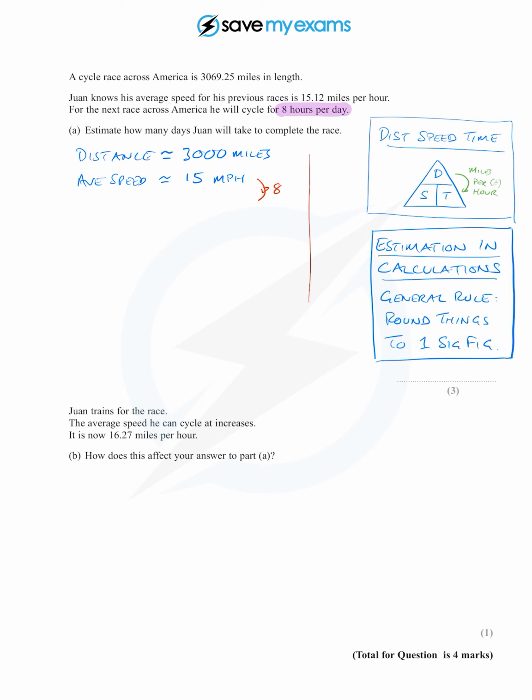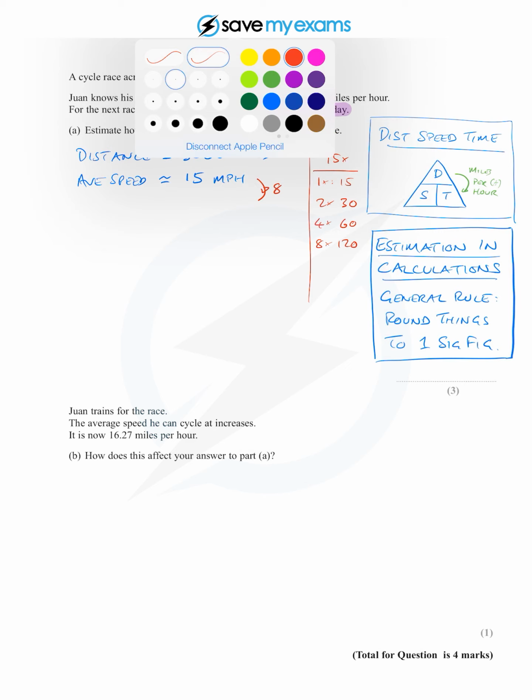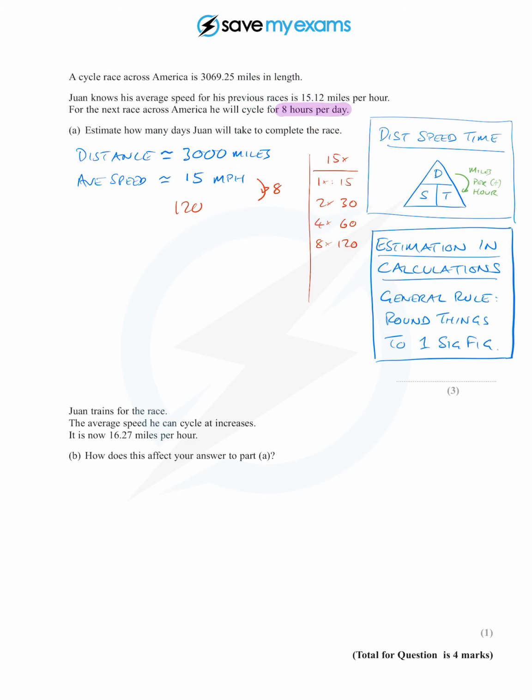Let's have a little look down here. If we look at the 15 times table, 1 times is 15, 2 times is 30, and to get to 8 quickly we can just double: 4 times 15 is 60, and 8 times 15 is therefore 120. So my average speed is 120 miles per day.